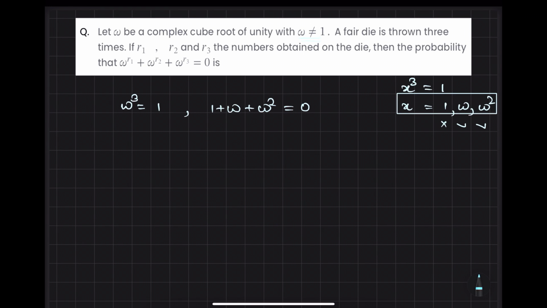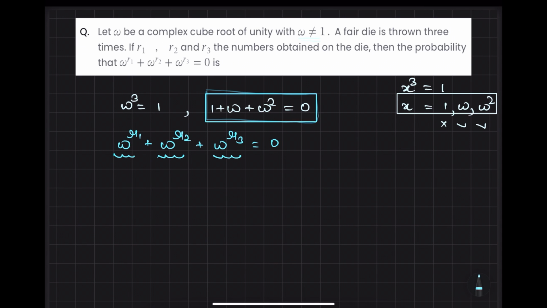Now, a fair die is thrown 3 times. So in one throw it will show one thing, then a second thing, then a third thing. If r1, r2, r3 are the numbers obtained on the die, then we want the probability that omega to the power r1 plus omega to the power r2 plus omega to the power r3 equals 0. Now, you know that this sum will hold true for this condition.